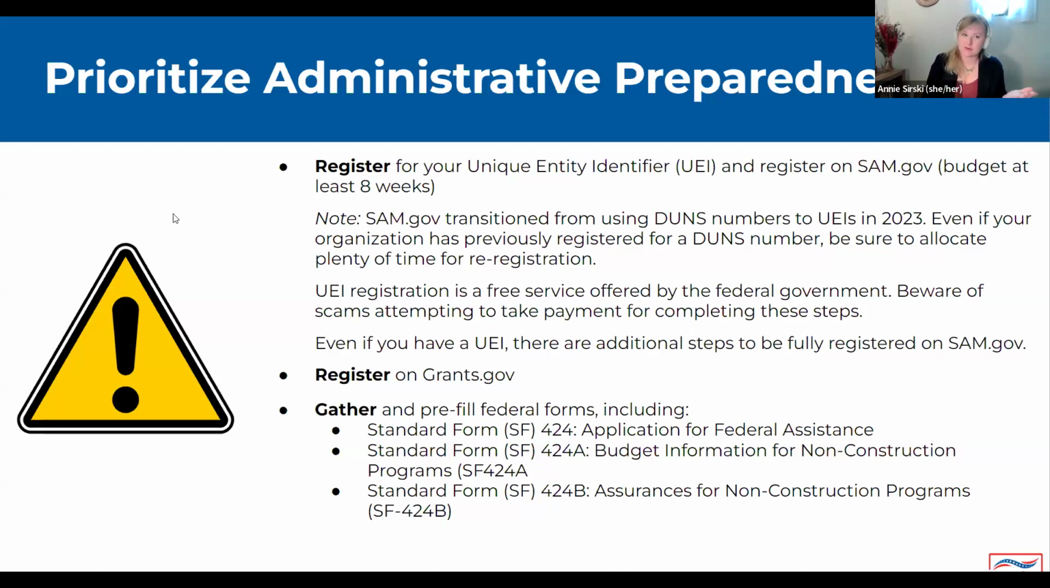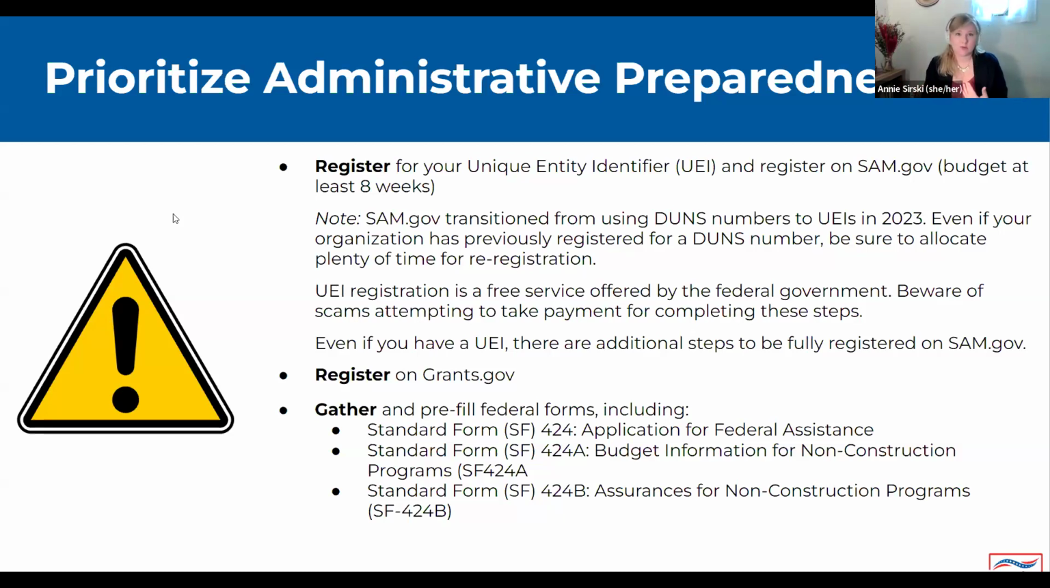Separately, you'll want to register on grants.gov. So SAM is where you receive award dollars, grants.gov is where you apply for them. This process is a little bit quicker, and we find that most people who've been doing work and serving their community or working with grant dollars often have done this already, but make sure you take the time to do it. We also have some predictable forms we often use to prepare your grant application budget and then receive and monitor your award later on.